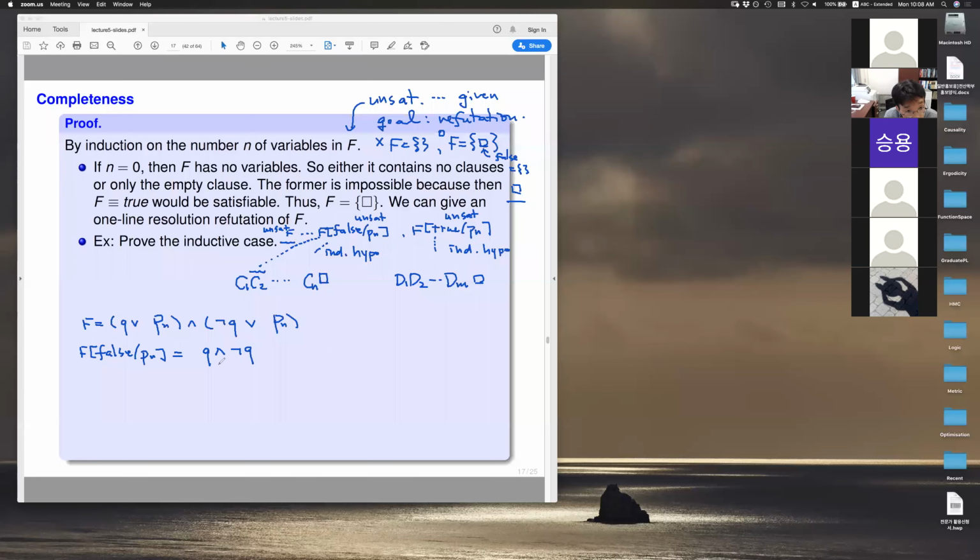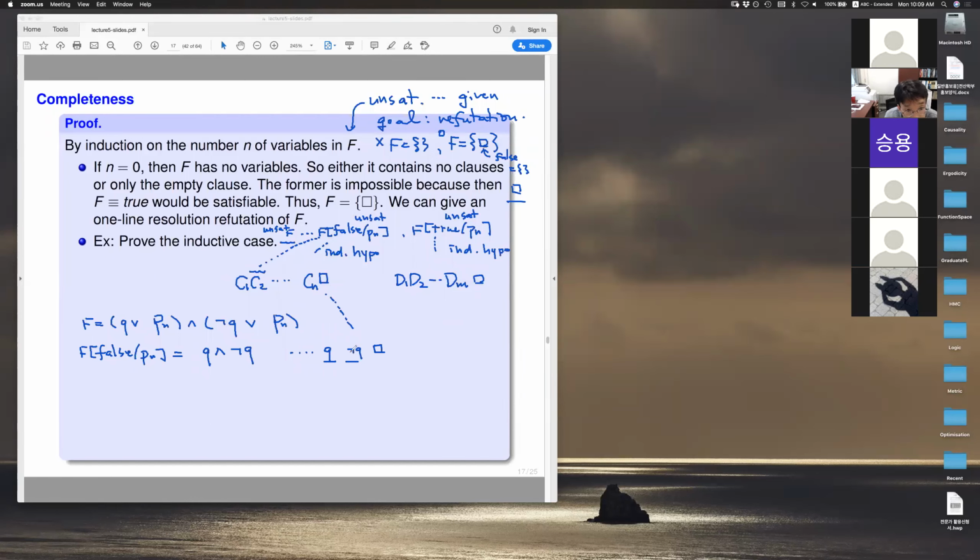In this case, if we apply the induction hypothesis, it might give us a derivation which looks like Q, negation of Q. So this is one clause, this is another clause, and then box, because this box is obtained by resolution. It's a resolvent of clause Q and clause negation of Q. So that's the kind of situation that appears here.